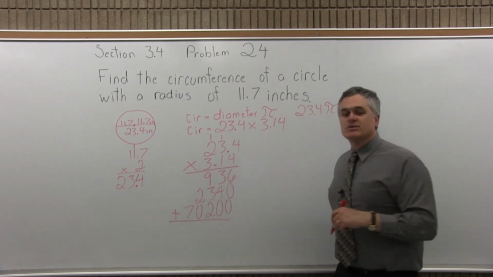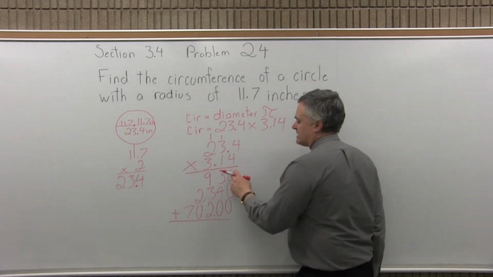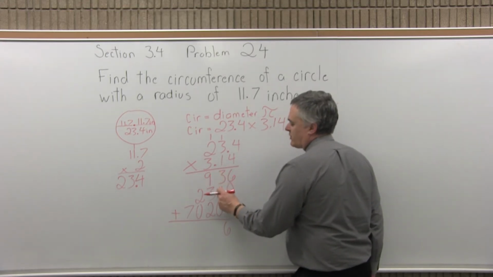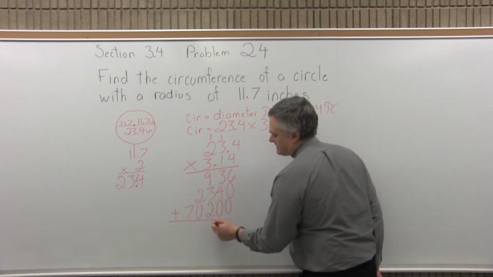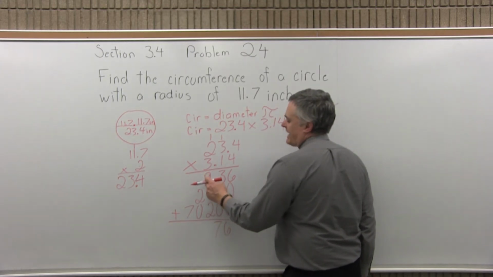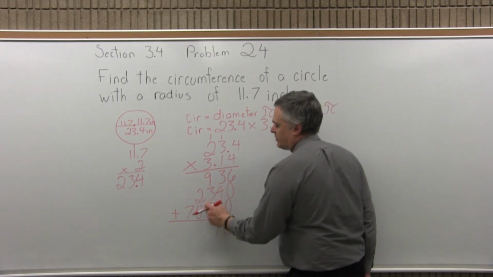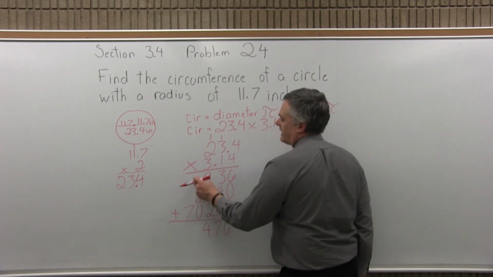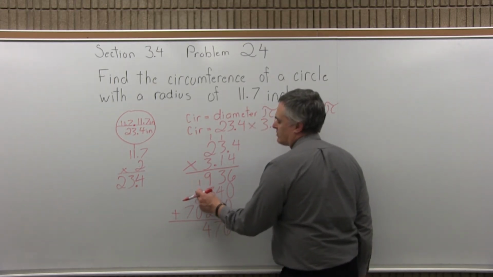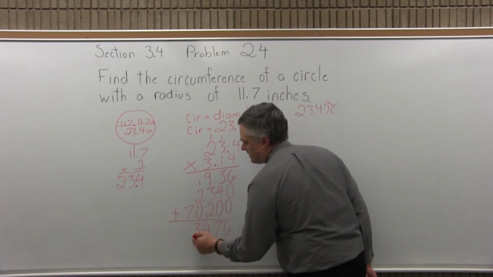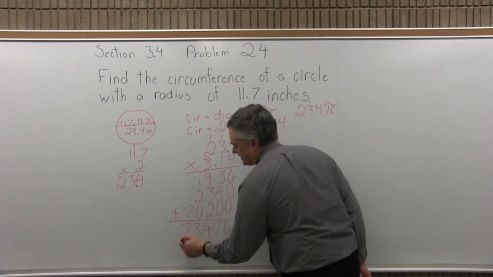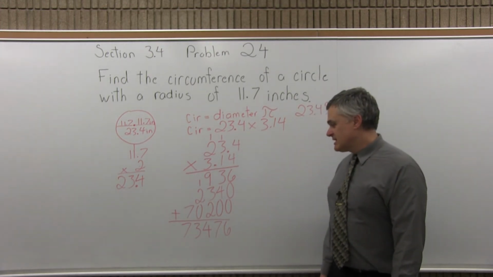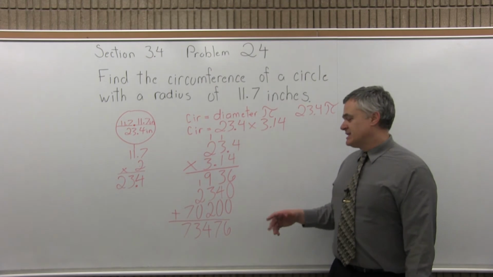Now I can add those results together. So 6 plus 0 is 6. 3 plus 4 is 7. 7 plus 0 more is still 7. Next, 9 plus 3 is 12. 12 plus 2 more is 14. For 14, write the 4, carry the 1. Then I have 1 plus 2 is 3. 3 plus 0 is 3. And then nothing plus 7 is 7. So without the decimals, I have an answer of 73,476. But with the decimals, it's not going to be that much.